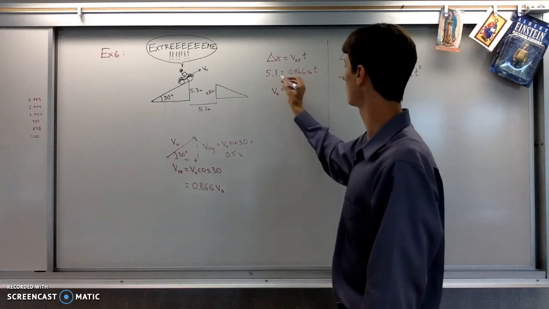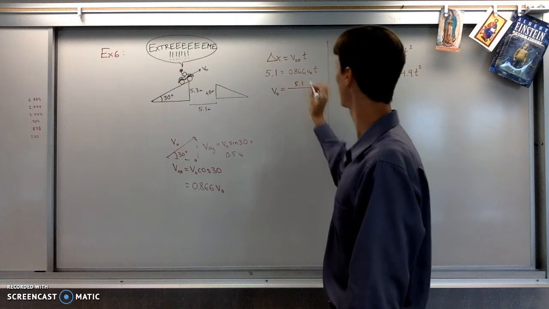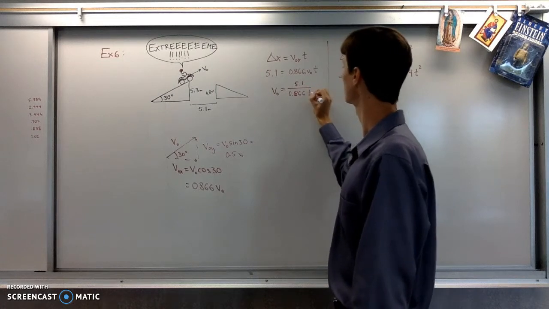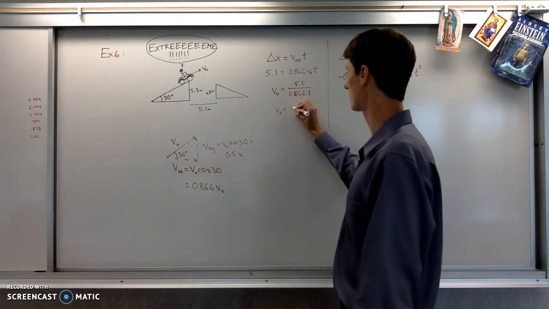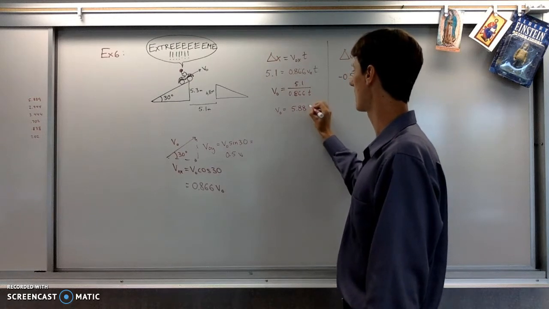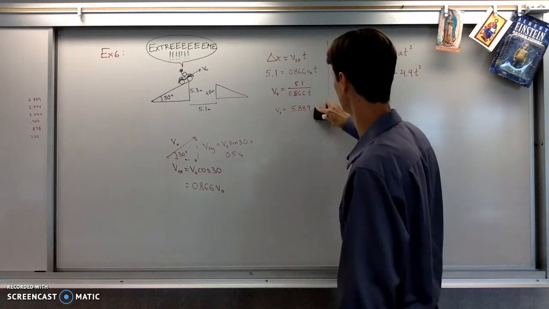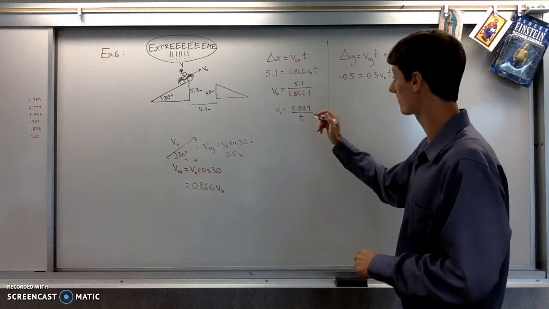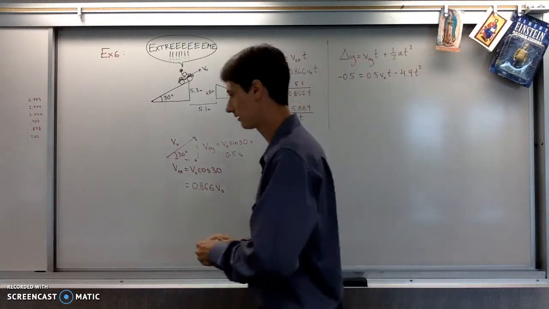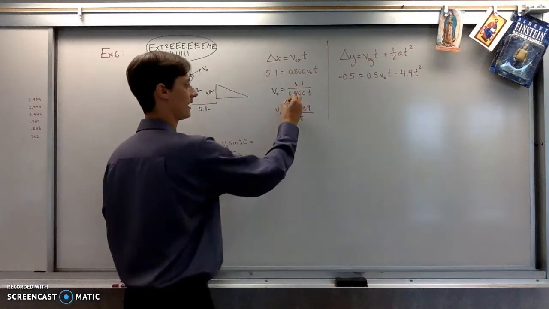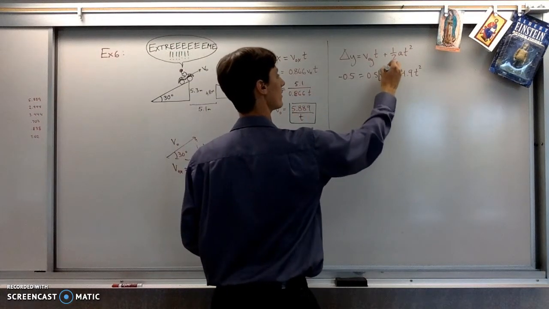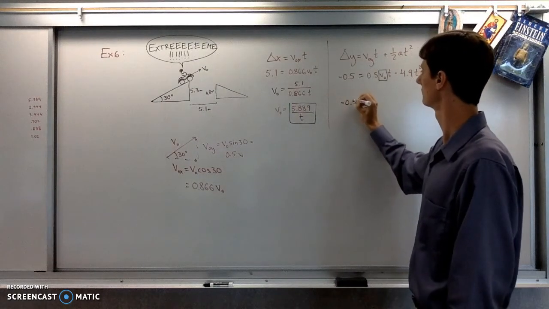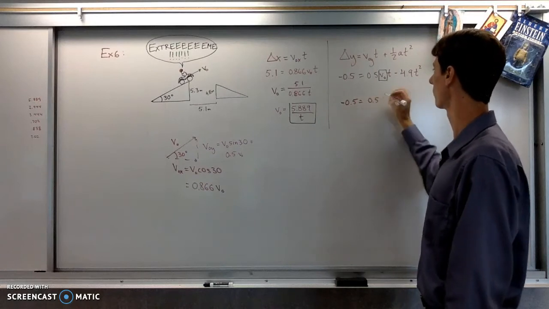Okay, so v naught would be 5.1 divided by 0.866 t, or if we like, we could say that that's 5.889 t over t. All right. That's not an answer, but it's something that we can sub in over here. So now I'm going to take that, plug it in over there for v naught, and we have something that we can work with.